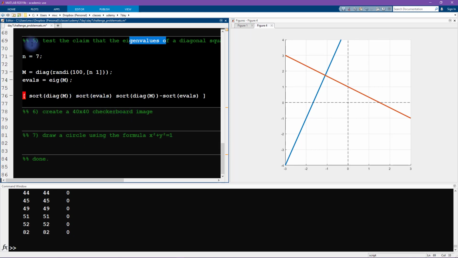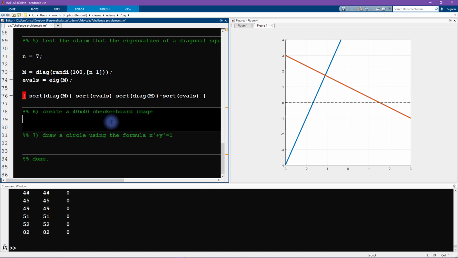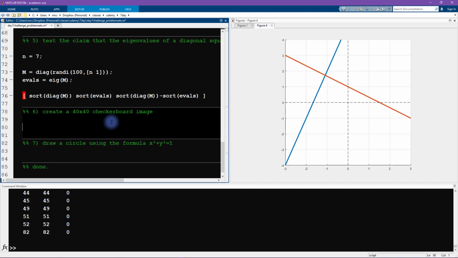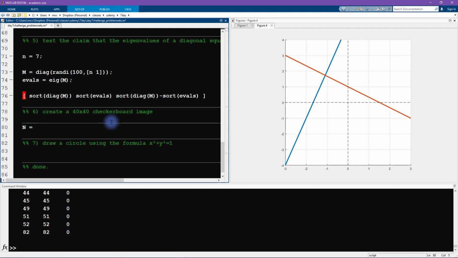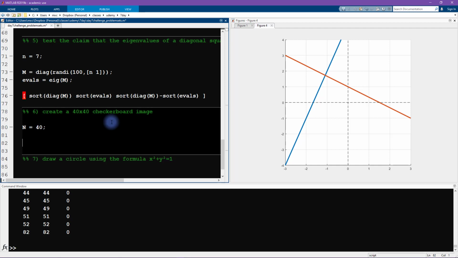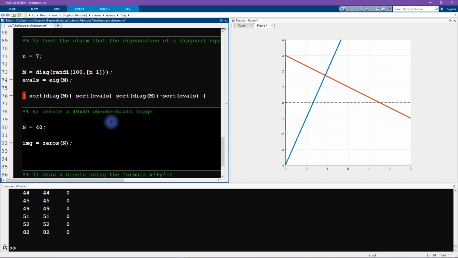Very nice. So that was day 5. Maybe this is Friday if you started on a Monday. Now we get to the weekend, which is where the fun starts. So let's create this random matrix. So it's going to be 40 by 40. So I'm going to specify n to be 40. I'm going to initialize this image to be zeros, and then we want n zeros.